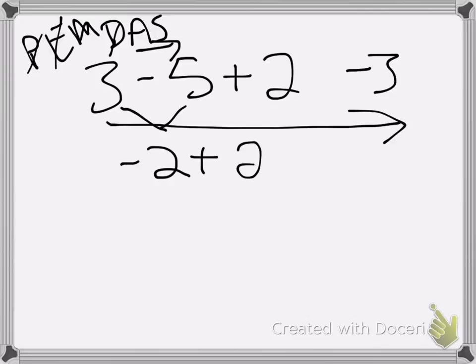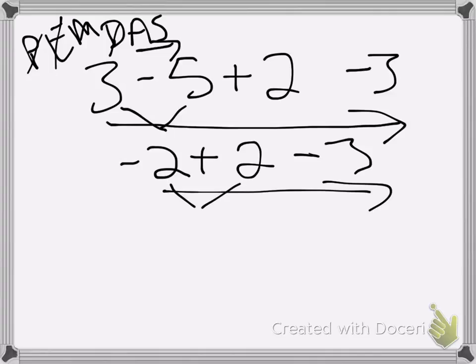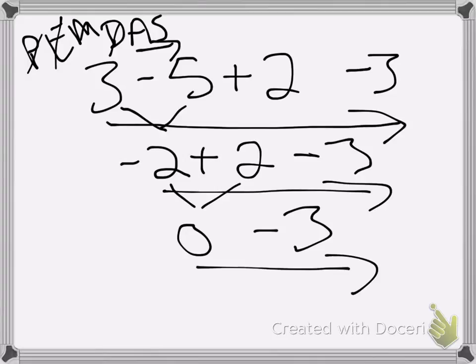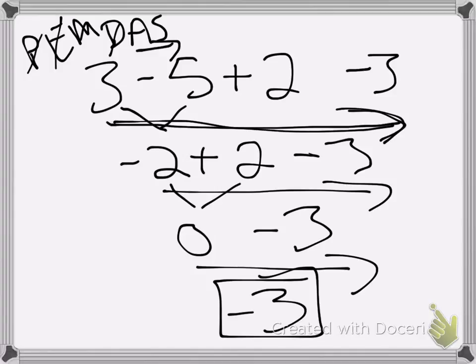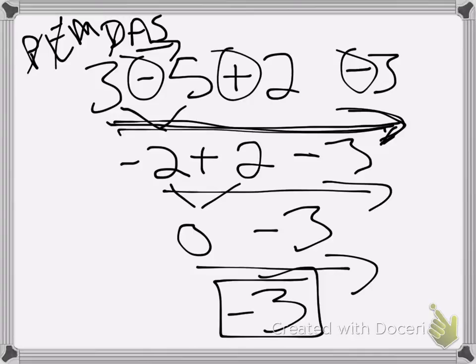Now we bring down everything else. Plus 2 minus 3. Left to right. Negative 2 plus 2 is 0. Bring everything else down. Left to right. We've got subtraction left. 0 minus 3 is negative 3. And that's your answer. Remember, always go left to right when you have addition and subtraction. So we've only got addition and subtraction, so I go left to right. Okay? So when you only have addition and subtraction, you go left to right.